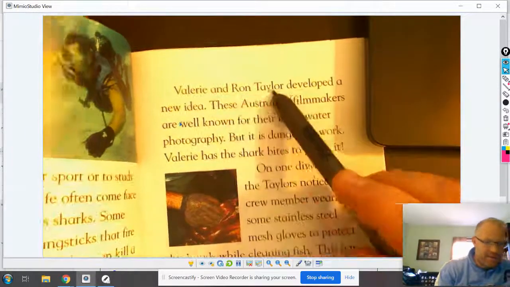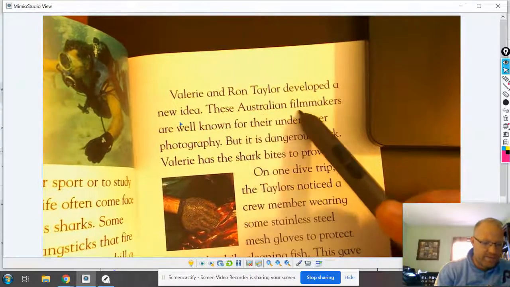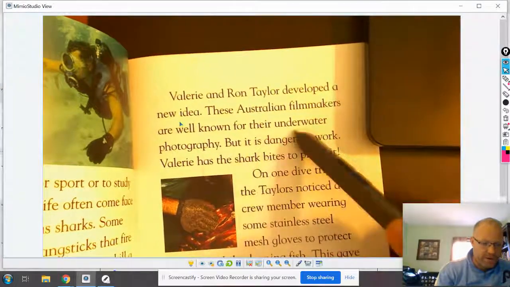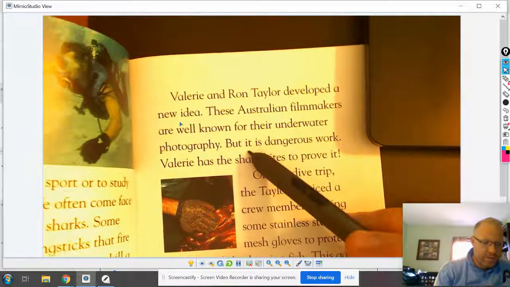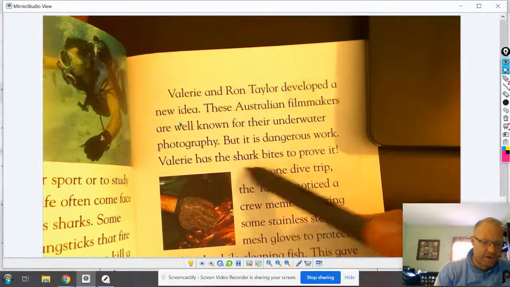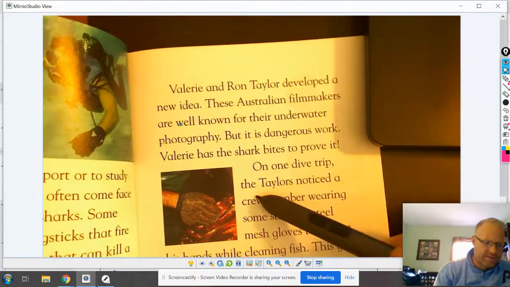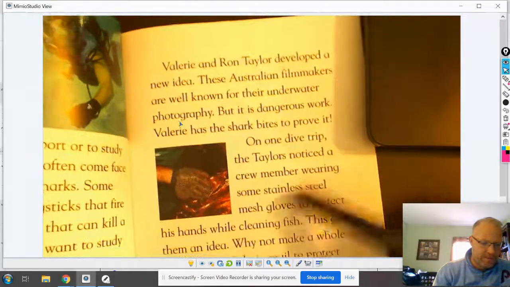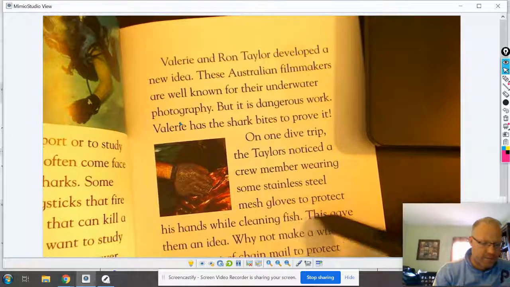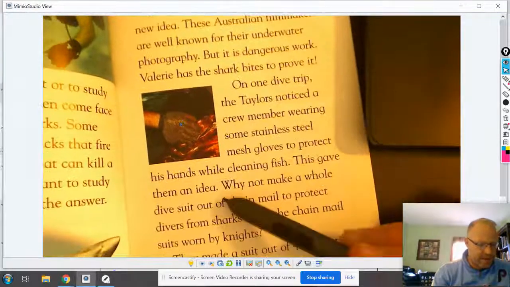Valerie and Ron Taylor developed a new idea. These Australian filmmakers are well known for their underwater photography, but it is dangerous work. Valerie has the shark bites to prove it. On one dive trip, the Taylors noticed a crew member wearing some stainless steel mesh gloves to protect his hands while cleaning fish. This gave them an idea.